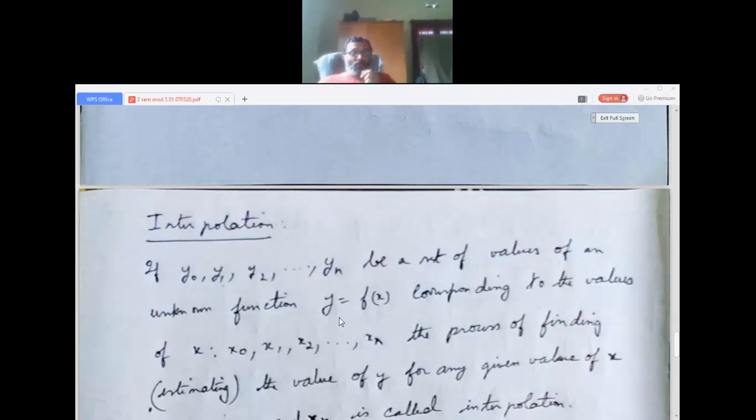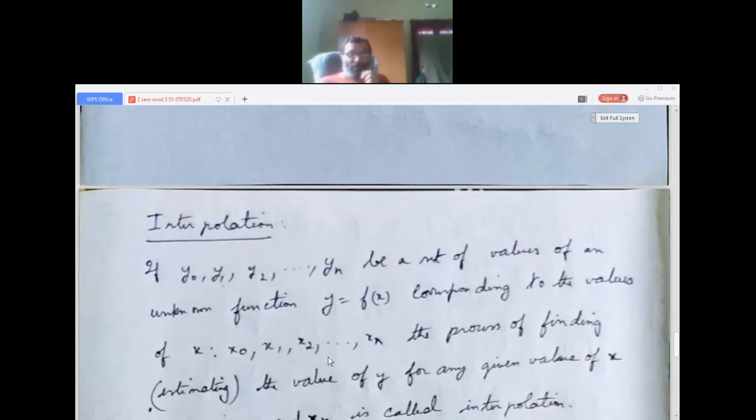y is equal to f of x. So y0, y1, y2, y3 till yn are the set of values of an unknown function, generally taken as y equals f of x, corresponding to the values. So corresponding to these y0, y1, y2 till yn, you have got the x values x0, x1, x2, x3 till xn.